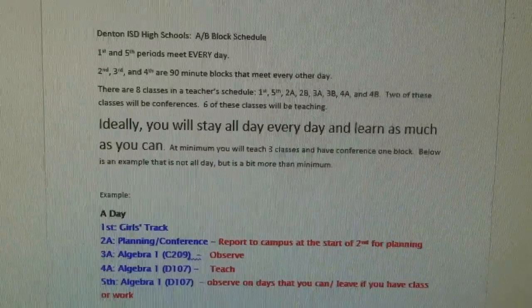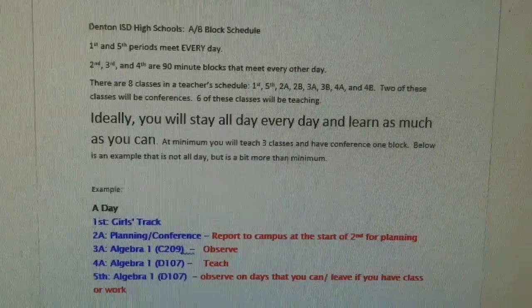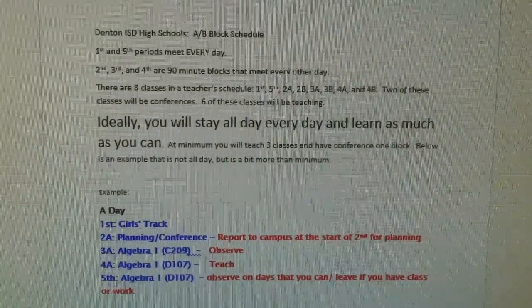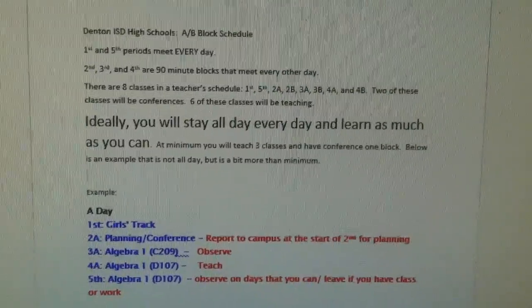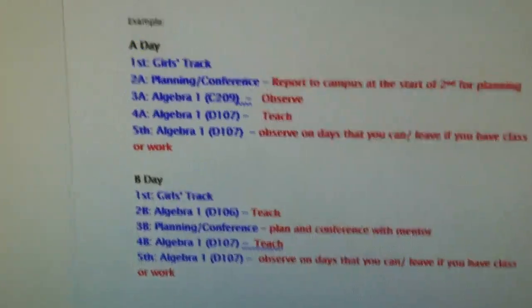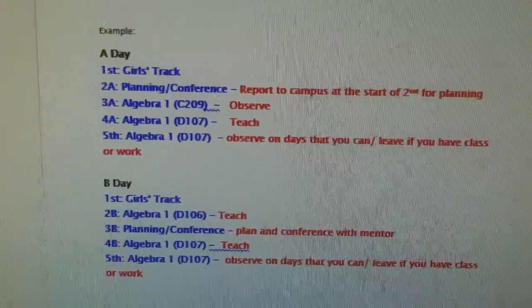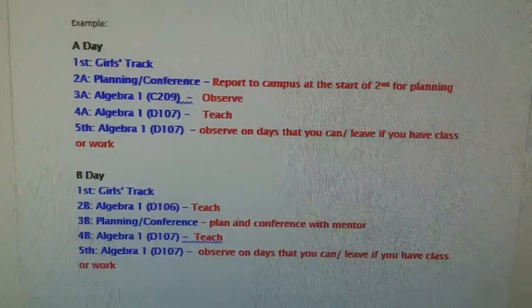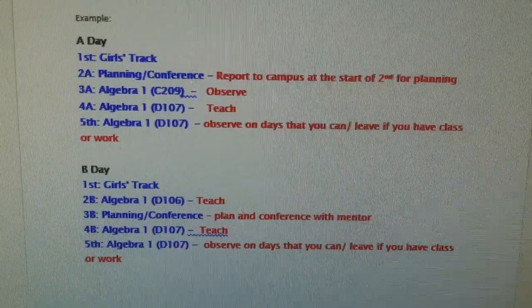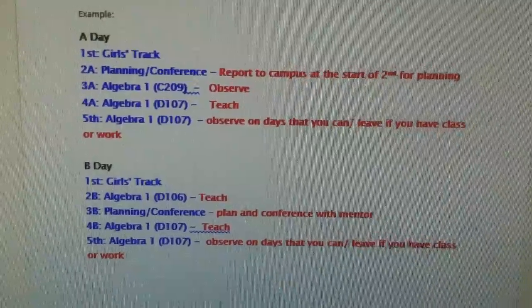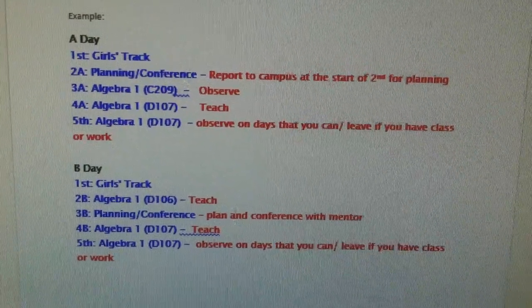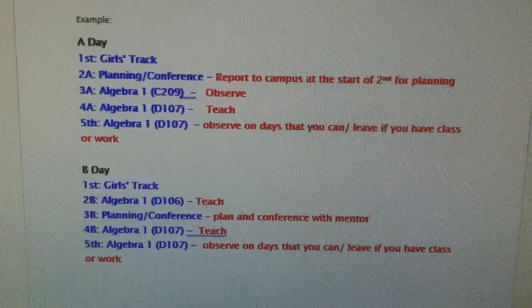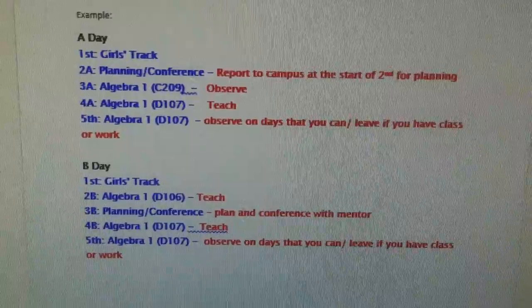Ideally, you will stay all day every day and learn as much as you can. But the minimum requirement at a Denton ISD high school will be to teach three classes and have one conference. Let's look at a sample schedule. This schedule in blue is the schedule for one of our mentors. What's printed in red could be the schedule for the apprentice teacher. The apprentice teacher would not need to be there first period as the mentor teacher is coaching track. The classes that the apprentice teacher would eventually take over would be 4A, 2B, and 4B.